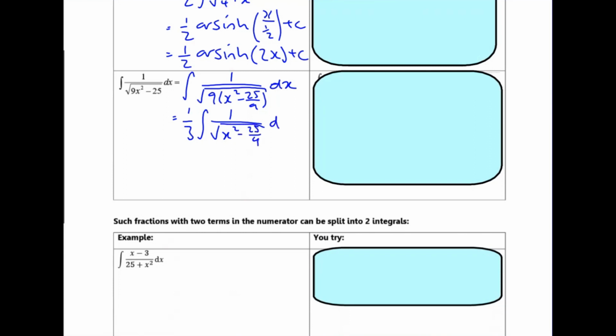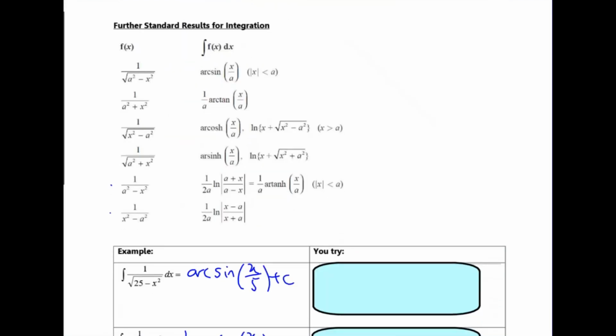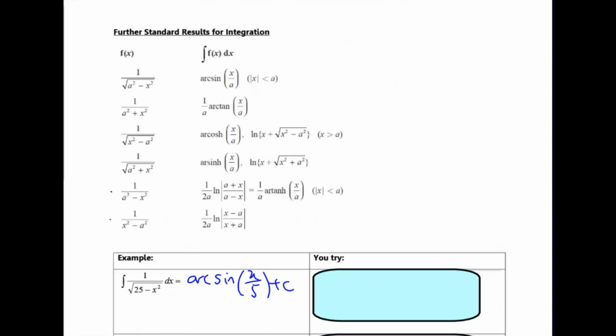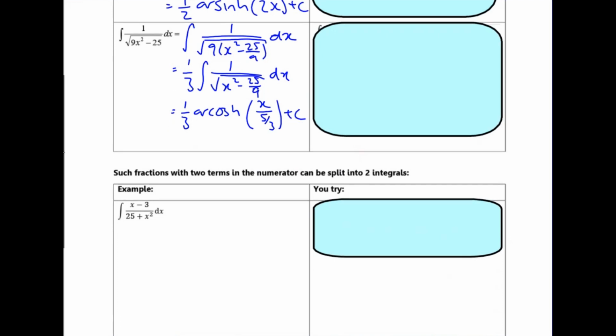Now that it's just x squared, I can have a look at my standard results. So I want one that has positive x squared on it. So this one's going to be our arcosh, or the ln form. I'll use our arcosh. A squared in this case is 25 over 9, so a is 5 over 3. So this will be a third arcosh of x over 5 over 3, which I can write as 3x over 5.